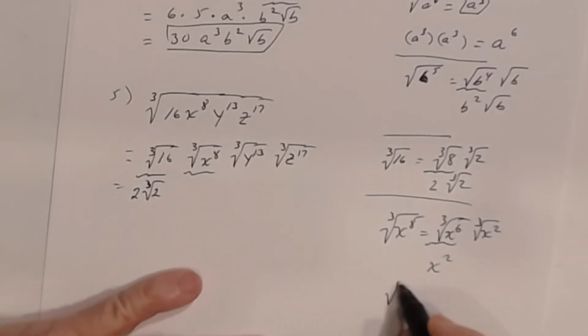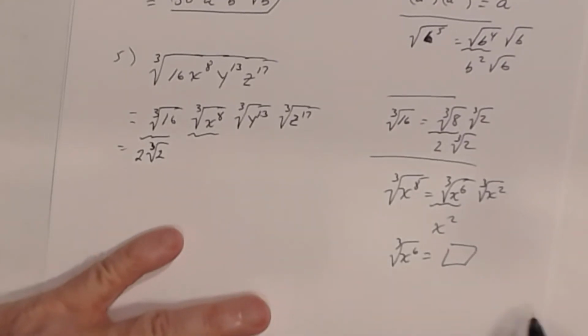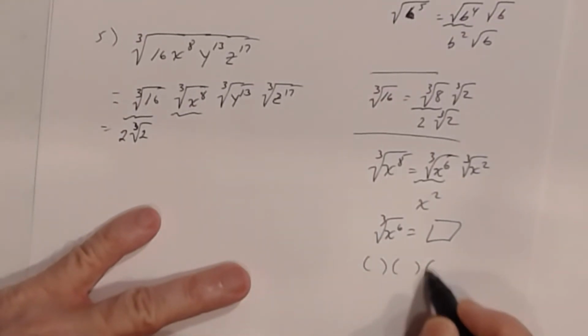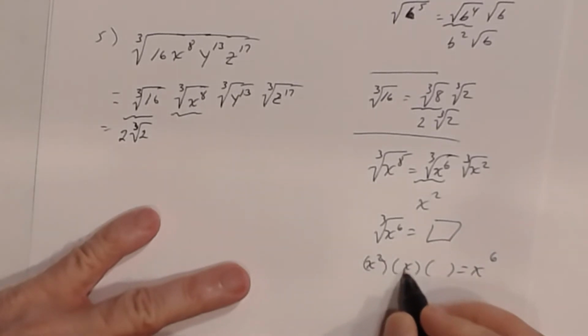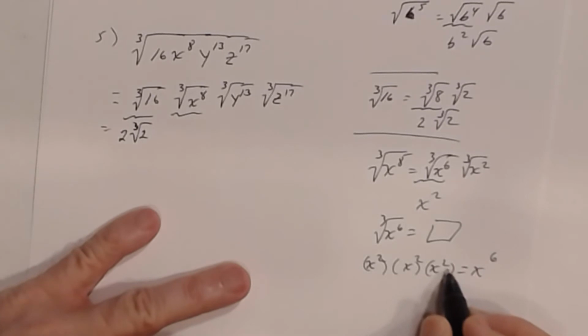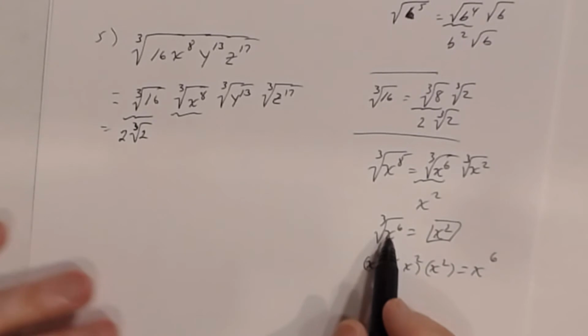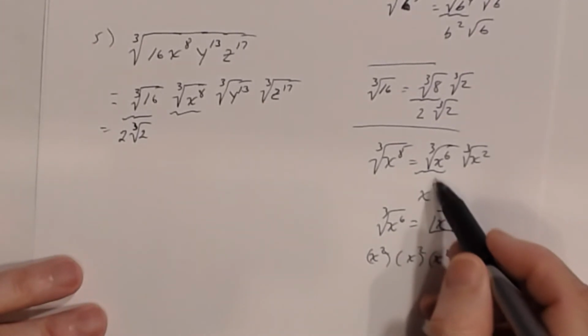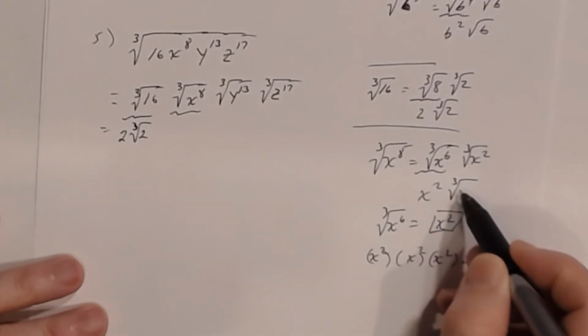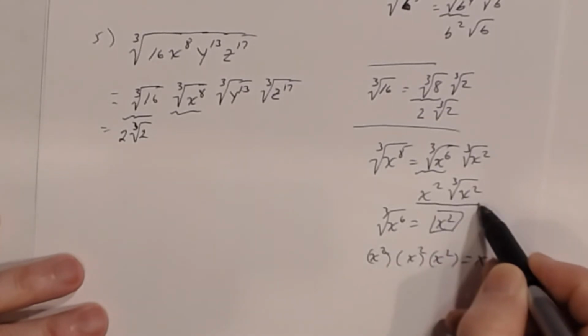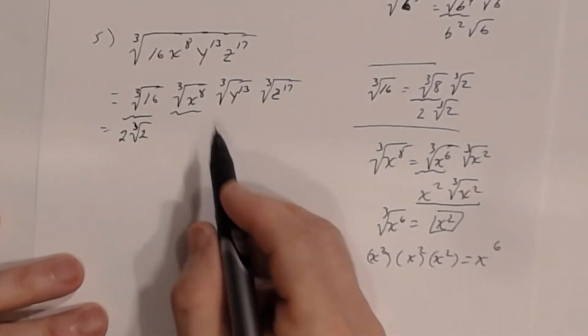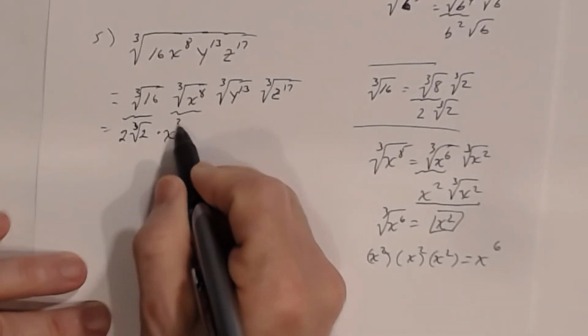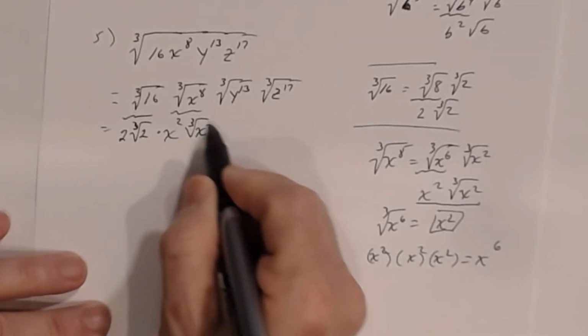Kind of makes sense, right? If you think about the cube root of x to the 6th, you're asking yourself, what times itself 3 times is x to the 6th? And that's just x squared. When you multiply like bases, you add exponents. 2 plus 2 plus 2 is 6. So that's just x squared here. So this becomes x squared times the cube root of x squared. So that goes here. So this is times x squared cube root of x squared.